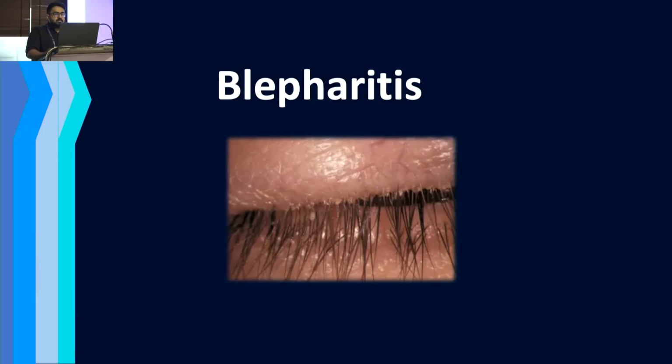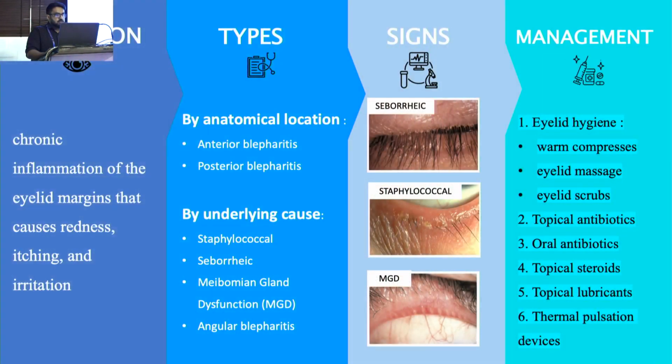This is just a recollection, I don't want to elaborate much. First one is blepharitis. It's a chronic inflammation of the eyelid margins. We can differentiate it anatomically into anterior and posterior blepharitis.